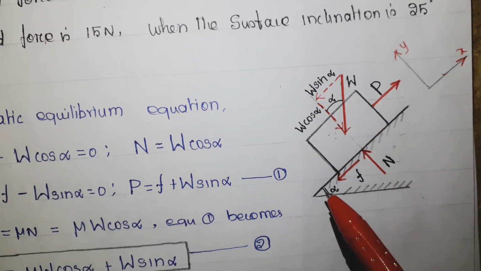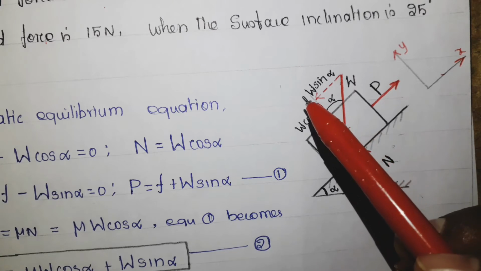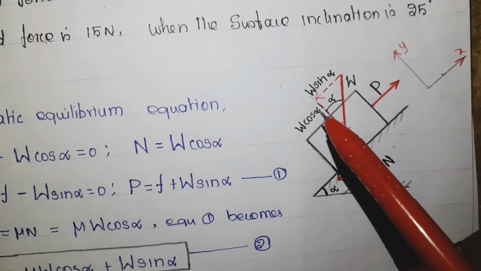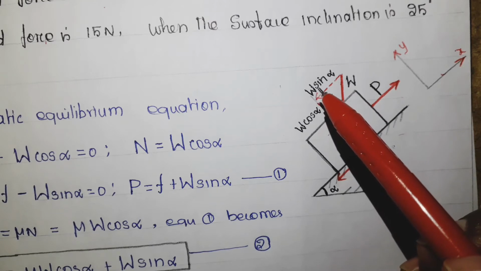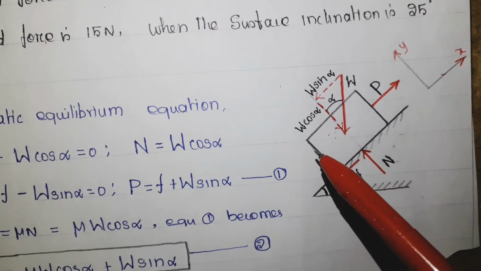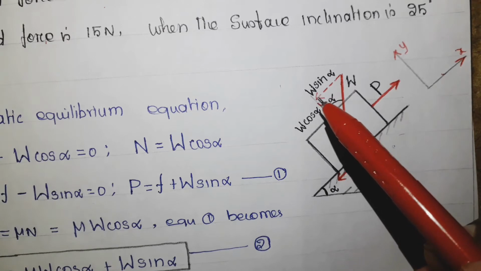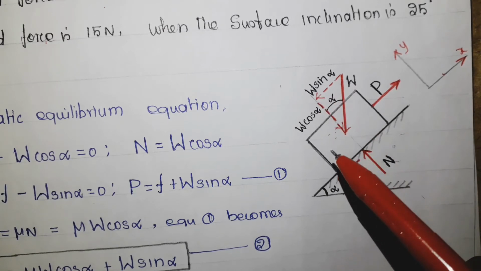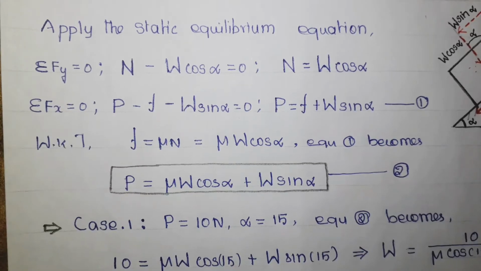Now take this angle as alpha, and the same inclination will be there here also with respect to the y-axis. Now this is the x component having the value of W sine alpha, and this is the y component, W cos alpha. When you have this x component and y component, make sure that these directions are taken in the correct order. Now the third step is to apply the appropriate equation.